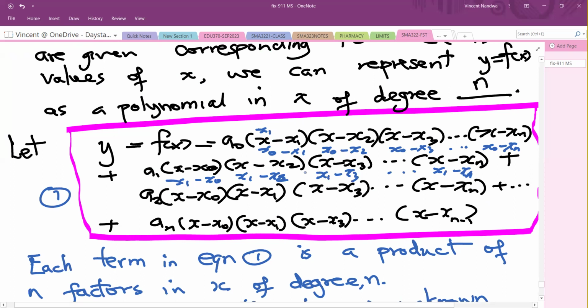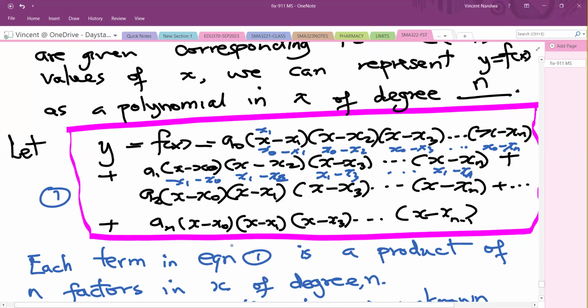Therefore, writing the first term after replacing the value of a naught is as good as having this fraction, whereby the brackets involving x have similarities in the second value of each bracket, both in the numerator and the denominator. The only difference is that when you are defining a naught, the starting value in the denominator is x naught. When you are defining a1, the starting value in the denominator is x1. Similarly, when you are defining a2, the starting value of x in each denominator bracket will be x2, up to when you define an.